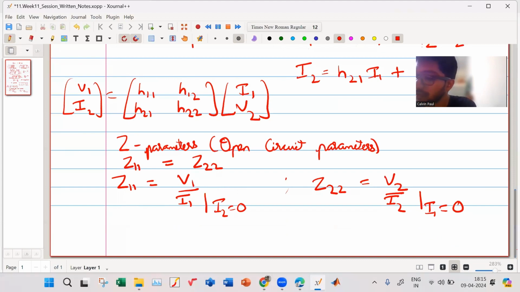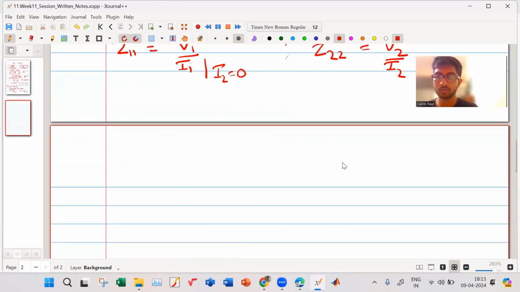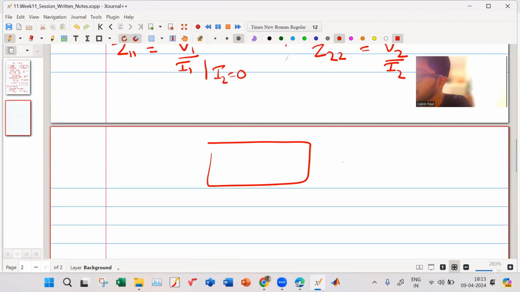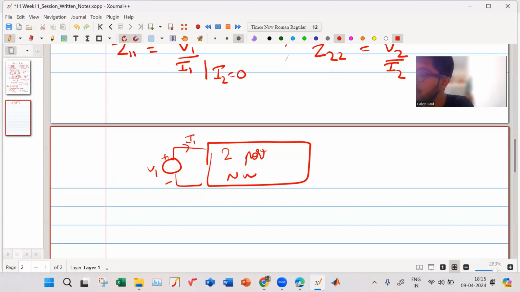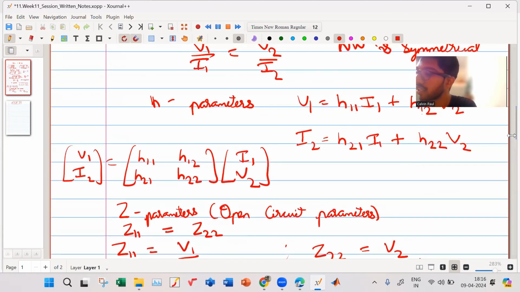So we will consider this two-port network. You apply your plus minus V1. This is your I1. This is your plus minus V2. And your I2 is equal to 0. So how will we solve this? We have the condition that my I2 is equal to 0.